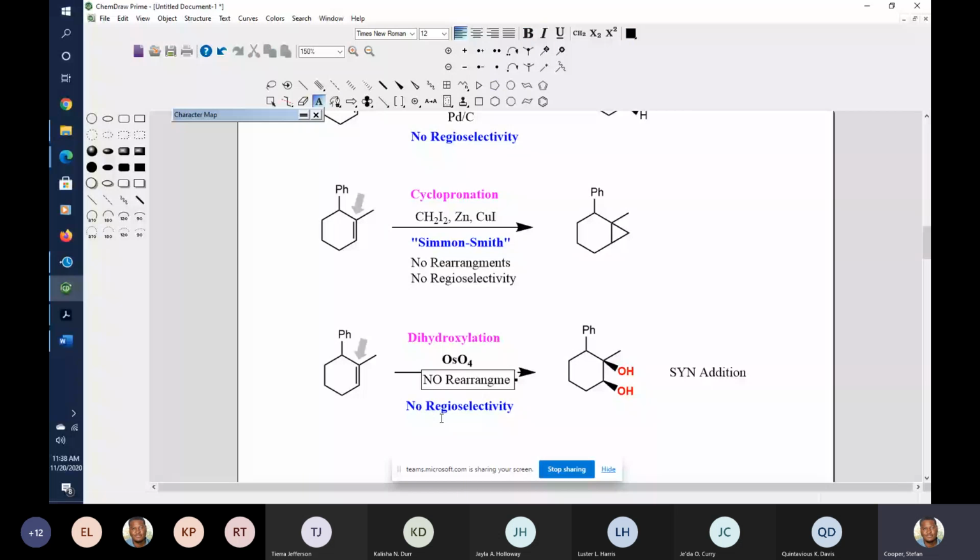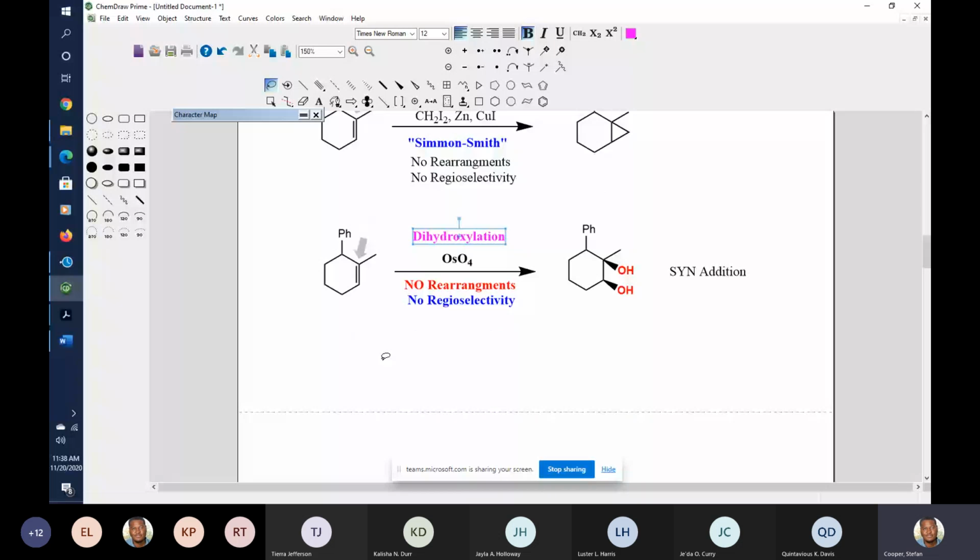I'm hoping there's a burning question in your mind: why does this happen this way? Why is this a syn addition? Why are there no rearrangements? All those questions are answered in the mechanism. That's why we teach mechanisms in organic chemistry, because we can see the flow of electrons and understand how the chemistry reacts. And that explains why I get a syn addition with no rearrangements, because of the way this reagent reacts with double bonds. So again, I'm going to ask you to take a look at that video to be able to make sense of the mechanism.